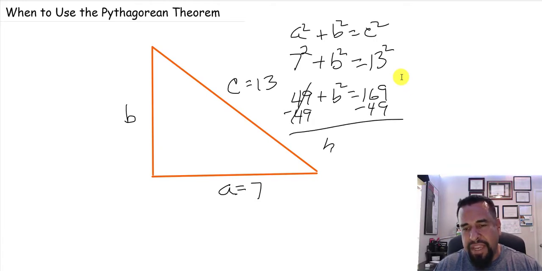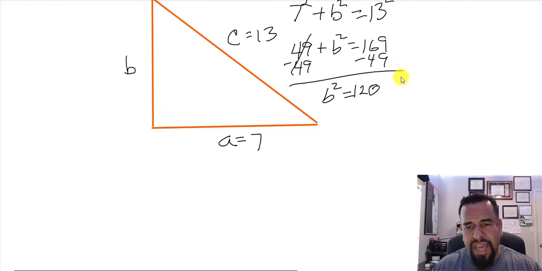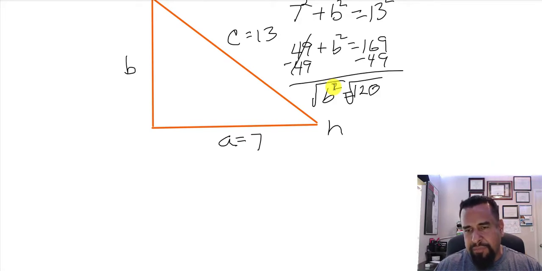That's going to give me b squared equals, and this is subtraction, so that's a 0, that's a 2, and that's a 1. So we have 120. Now, last step, because we need to get rid of this exponent here, we're going to take the square root here and take the square root here. This gives me b. And this square root of 120 is not a perfect square, I don't think.